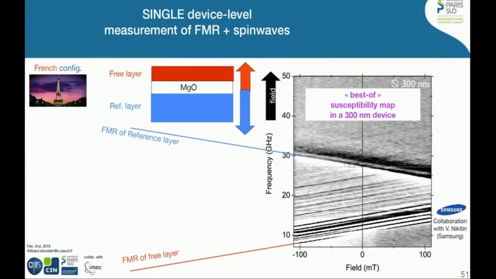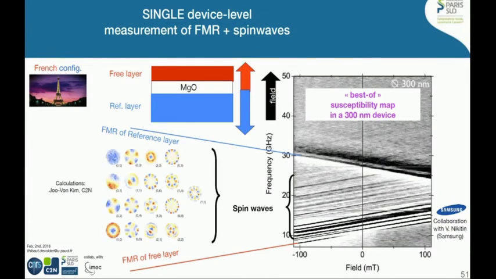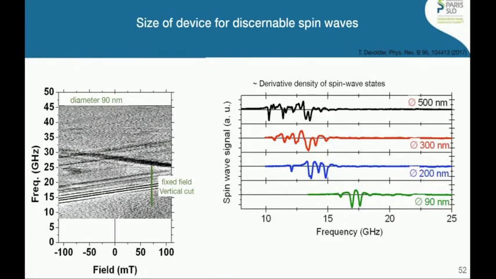And in addition to the uniform modes of the reference layer and the free layer, you also see a bunch of spin waves in between. To analyze the line widths of these spin wave spectra, you essentially need to be able to identify each spin wave mode. And for this, you need the spin wave modes to be sufficiently separated. So if I make a vertical cut at some field, I'm looking at this signal, which is going to be something like the derivative of the density of states of spin waves in my device.